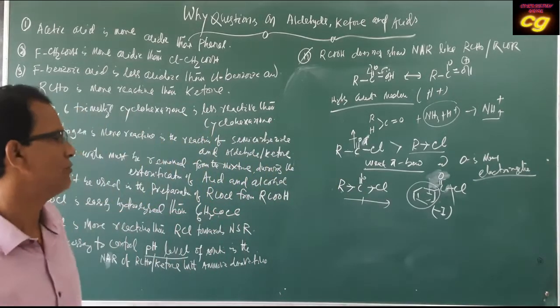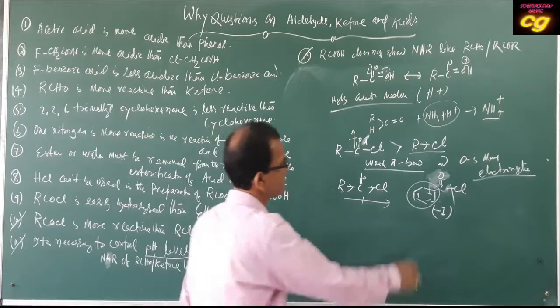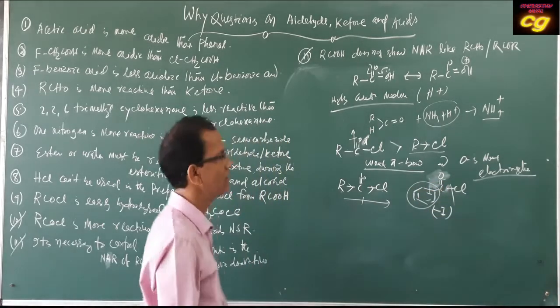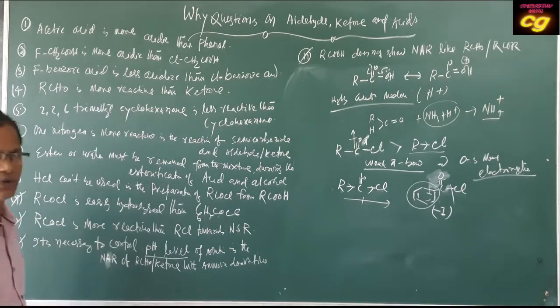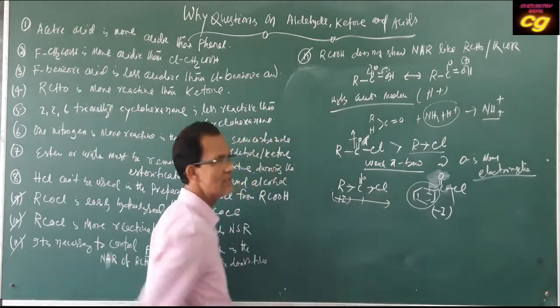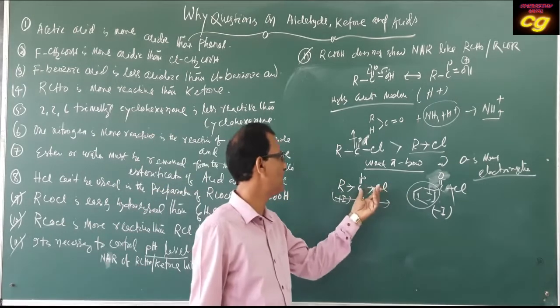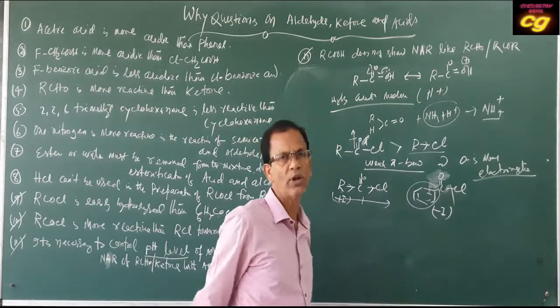That's why if you see the polarity, the C-Cl bond is more polar than the C-Cl bond of benzoyl chloride. That's why benzoyl chloride is less hydrolyzed, not easily hydrolyzed, unlike acid halide. This is the answer. The only difference is that here the plus effect and minus effect are in the same direction. That's why the C-Cl bond polarity increases. But in this case the C-Cl bond polarity decreases.